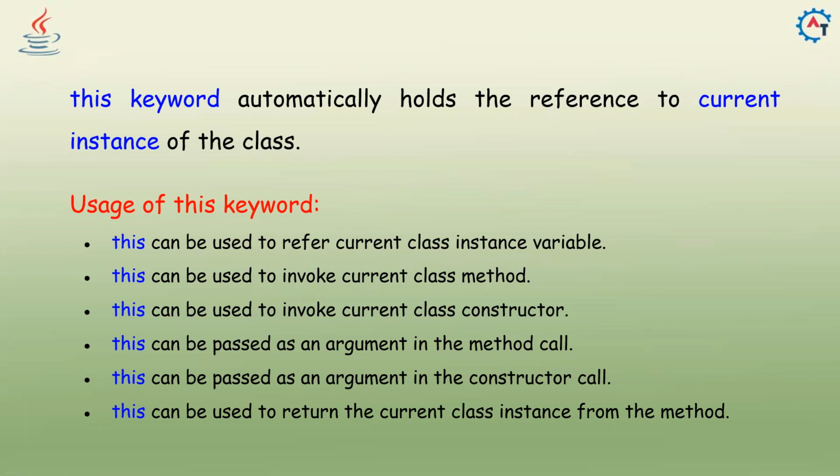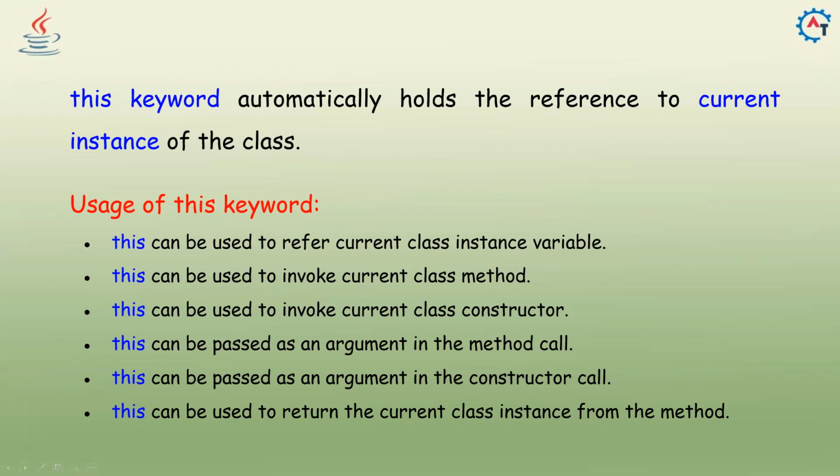So a constructor is also a type of method. So we can pass this keyword to a normal method and to the constructor. This can be used to return the current class instance from the method. So if your method is returning something, and you want to return the current class object, that time also you can use this keyword. So there are 1, 2, 3, 4, 5, 6 usages. By taking one example for each point, we'll see each and every point. For each point, I'll take one class and we'll try to explain.